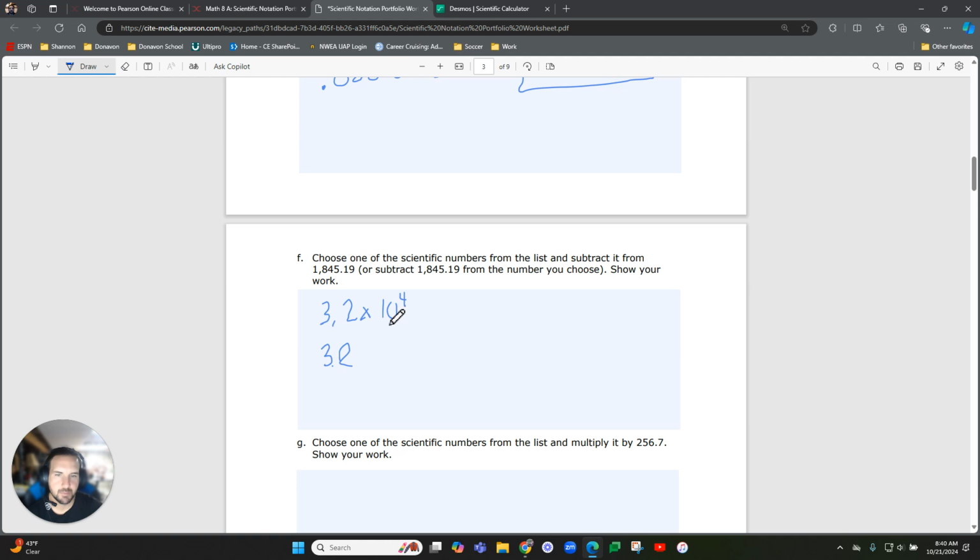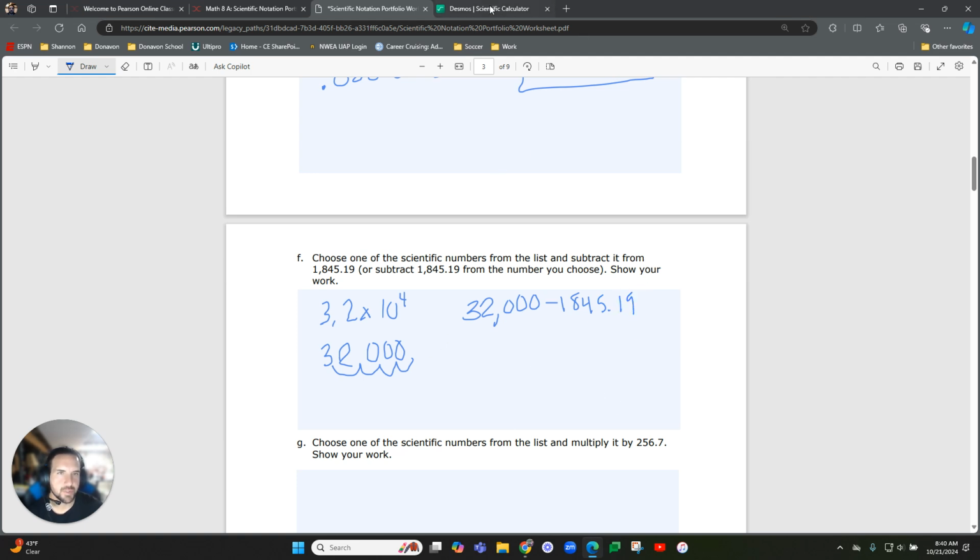So I'm going to move the decimal 4 places to the right. 1, 2, 3, 4. So I'm going to add in the zeros. 32,000 is what that number is. 3.2 times 10 to the 4th is the same as 32,000. And then I'm just going to subtract out the number it told me to subtract, which is 1,845.19.